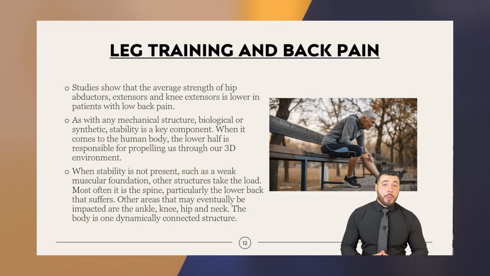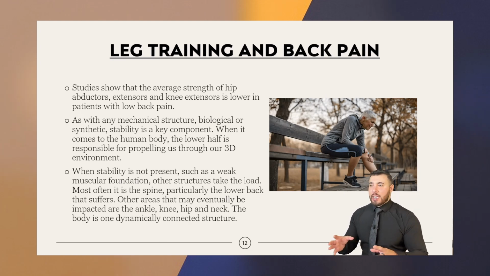When stability is not present, such as weak muscular foundations, other structures take the load. Most often, it is the spine, particularly the lower back, that suffers. Other areas that may eventually be impacted are the ankle, knee, hip, and the neck. The body is just one dynamically connected structure. So when going through these dynamic movements, it's important to have that stability in order to prepare you for any injuries that may happen due to lack of stability.